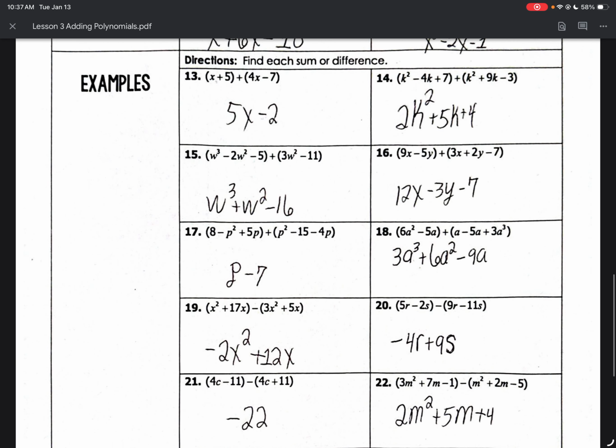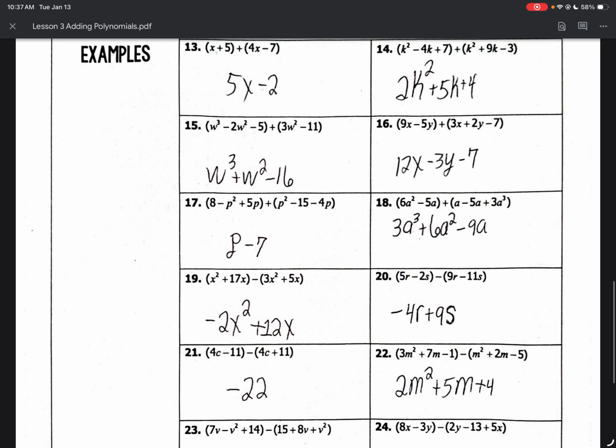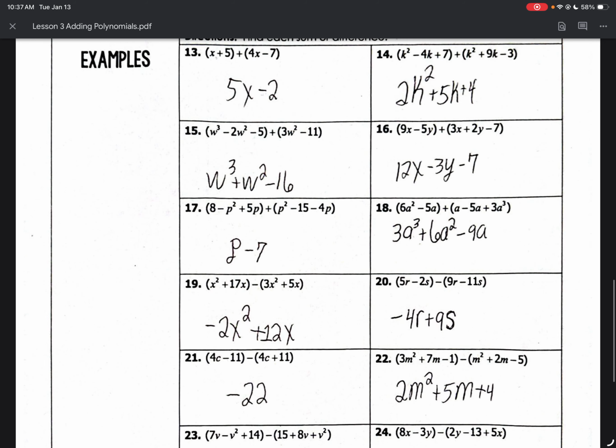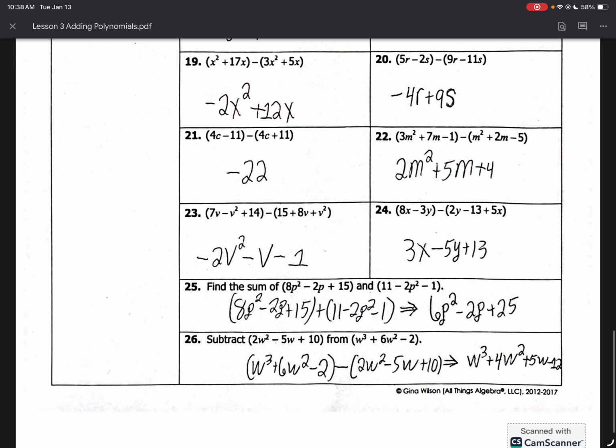Here's your answers for 13 through 22, and now 23 through 26. That's all we have today.